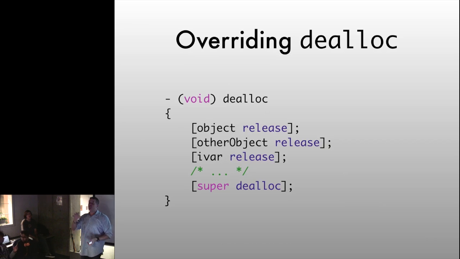Okay, so very fundamental difference. Release drops a ref count. That's it. It decrements the reference count. When that reference count reaches 0, dealloc is called. So they're two very different things.